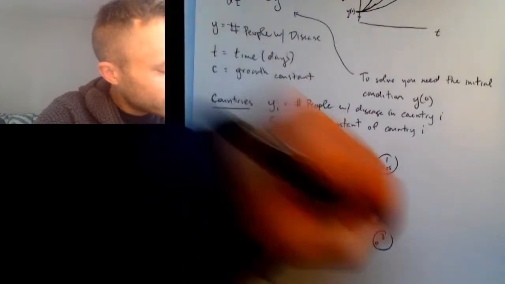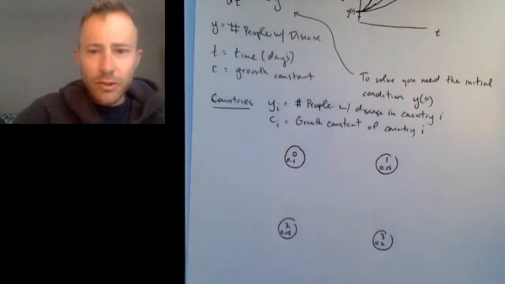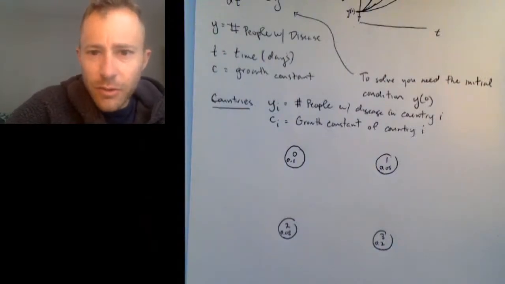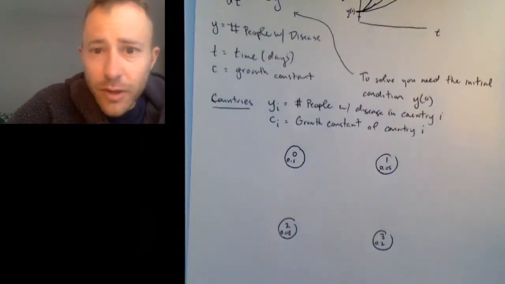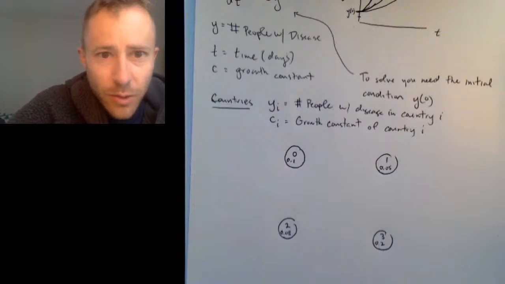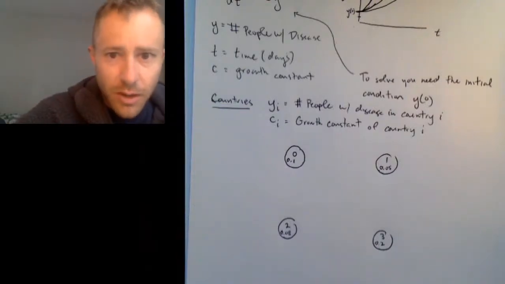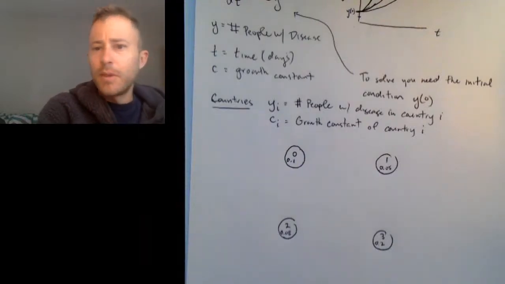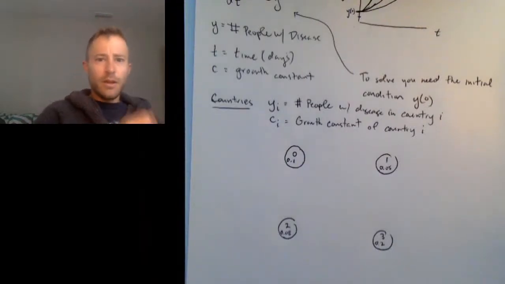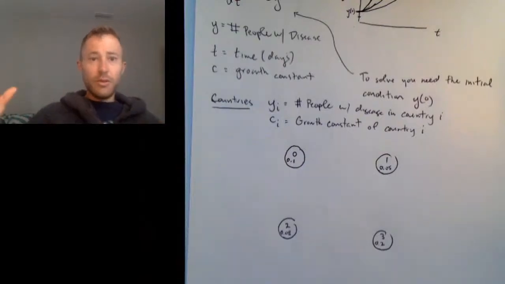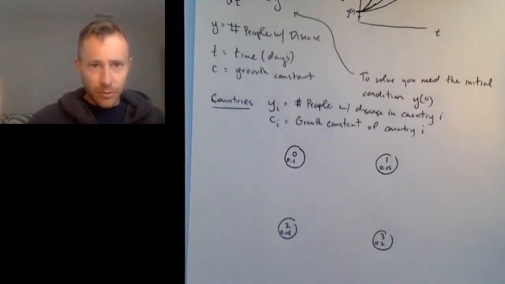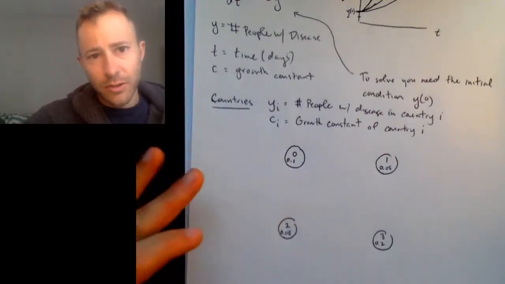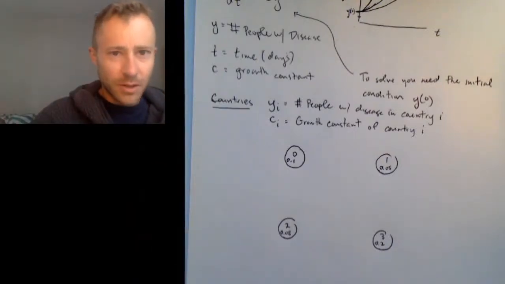Let's say 0.2. So basically, country 3 has the highest growth constant, so that would represent the country with the most relaxed policies. Okay. So if these countries are just completely separated from each other, which, as we know, that's not the case. It's global.